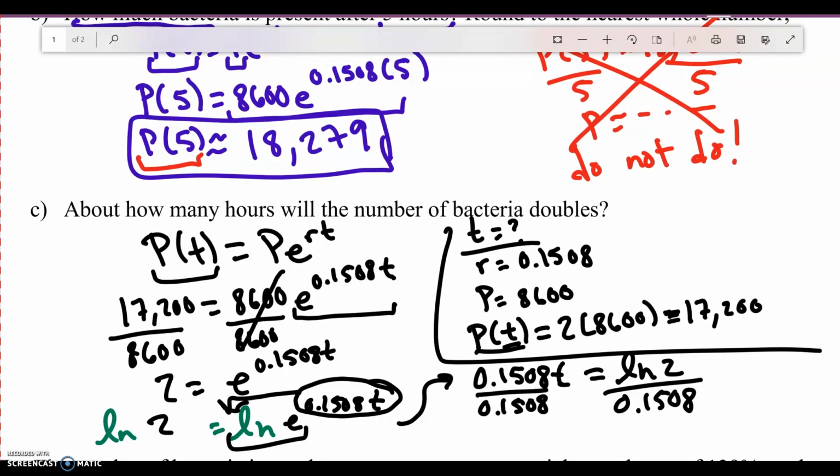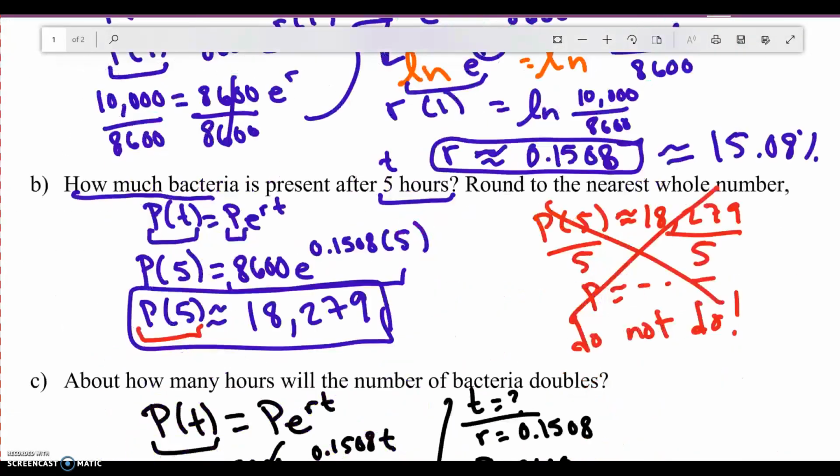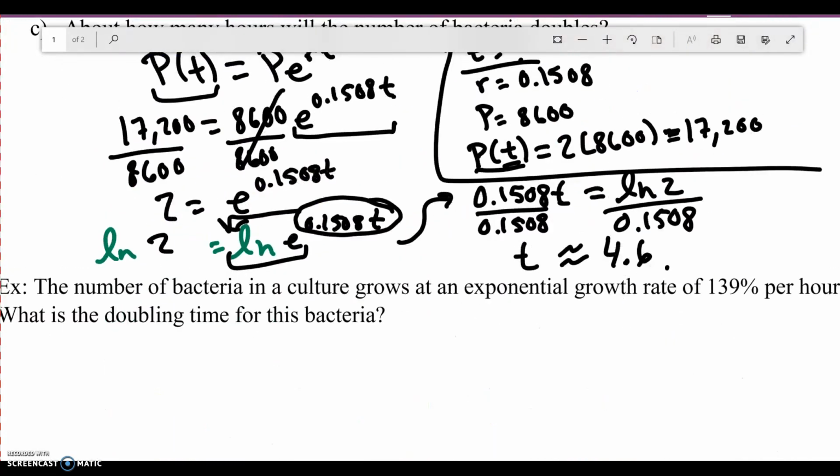So t is going to be approximately how much? So in how long will this happen? So ln of 2 divided by 0.1508. What I ended up getting is about 4.6. And what is this? Is this hours, minutes? This is hours. Okay, so in about 4.6 hours, my bacteria is going to double.